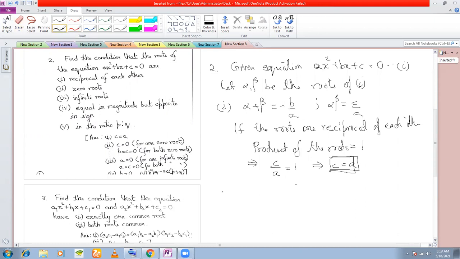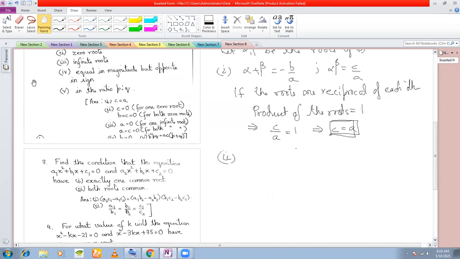Next is zero roots. Now, what do you mean by zero roots? One root is zero or both roots are zero. Okay. So for zero roots, we shall consider two cases. Case one is one root zero. So that the sum of the roots and the product of the roots remain the same.